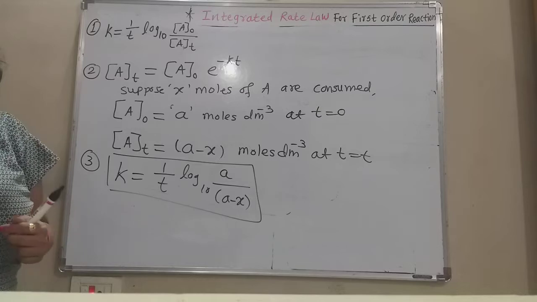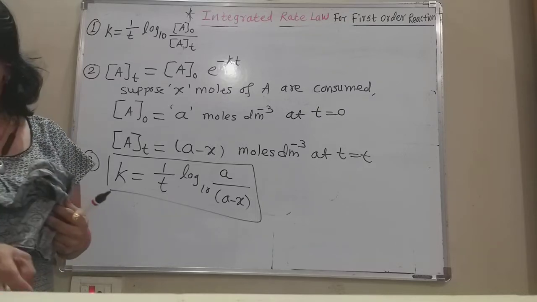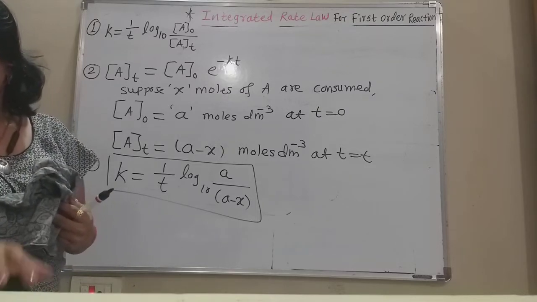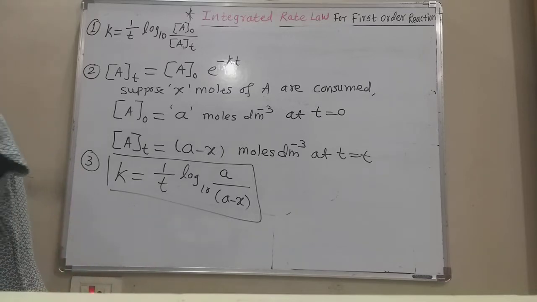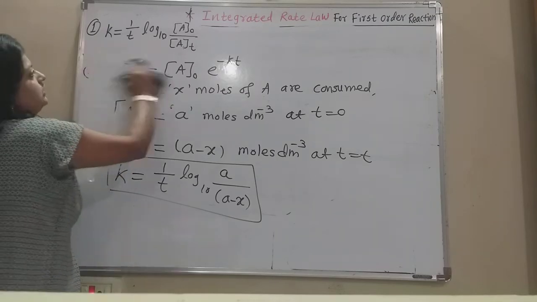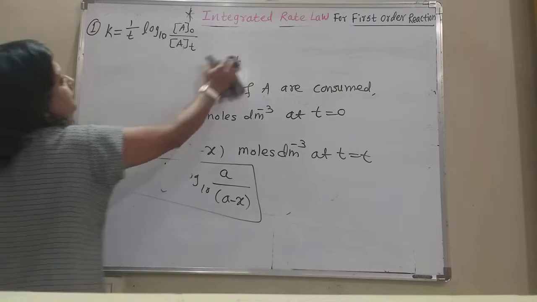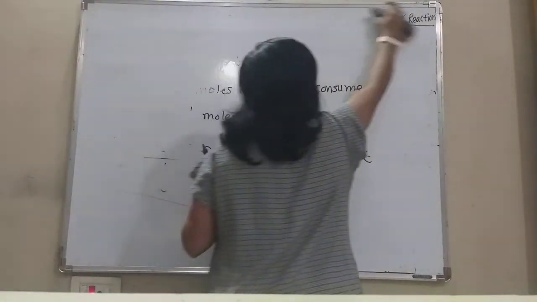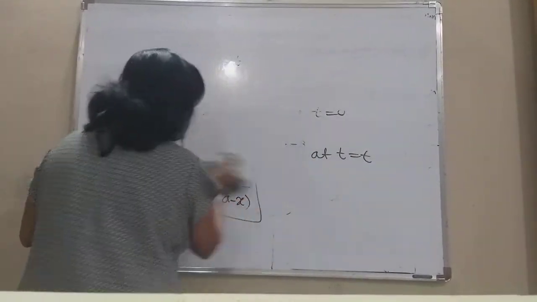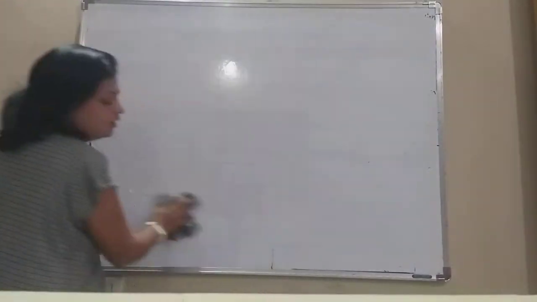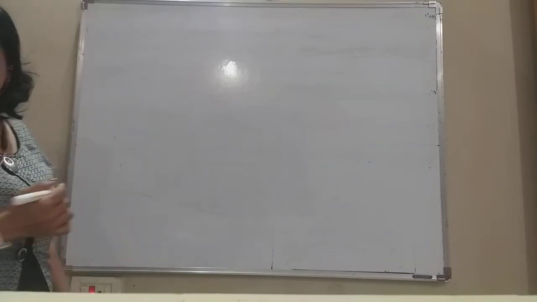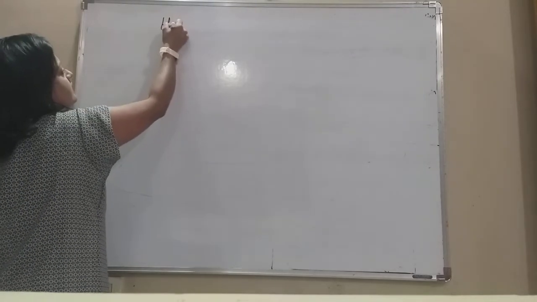Then we have to see here about the half-life period of the first order reaction. How is the half-life period of a first order reaction calculated? Now see how it is calculated. We will see the formula for the half-life period. I write here the half-life of the first order reaction. This is also very important.